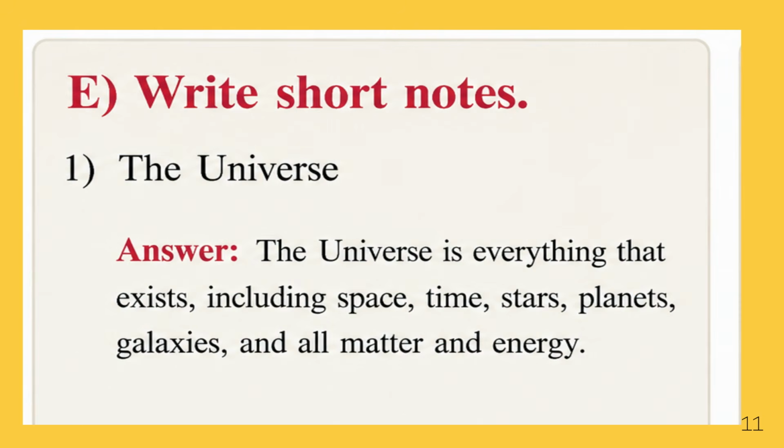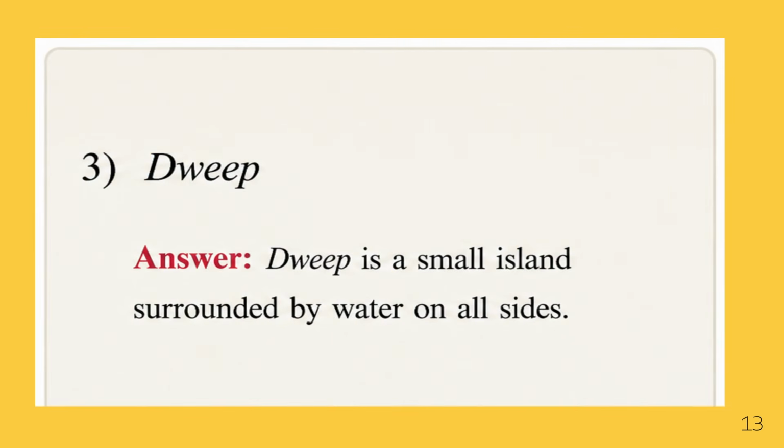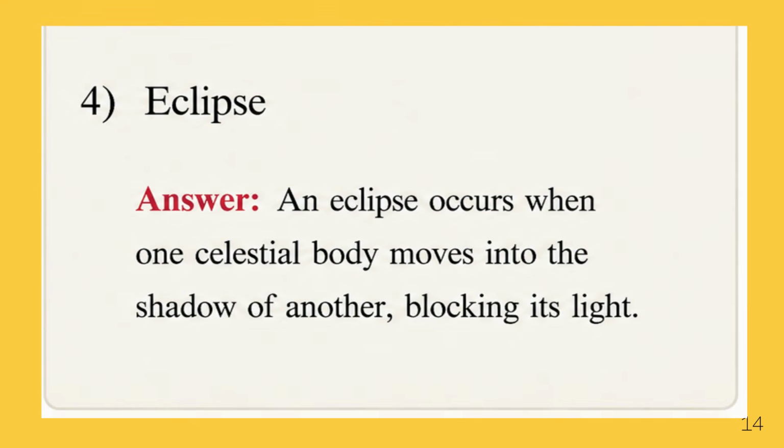Writing a short note on the universe, it encompasses everything that exists, including space, time, stars, planets, galaxies, and all matter and energy. The Earth is our home planet, the third from the Sun, and currently the only one known to support life. Regarding a dweep, this refers to a small island that is surrounded by water on all sides. Finally, an eclipse occurs when one celestial body moves into the shadow of another, effectively blocking its light.